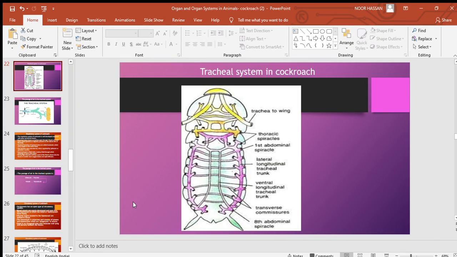We shall discuss now about the tracheal system in cockroach. The tracheal system carries out the function of respiration, and particularly in cockroach, this tracheal system is well developed compared to other insects. Okay, we'll discuss in detail about it.